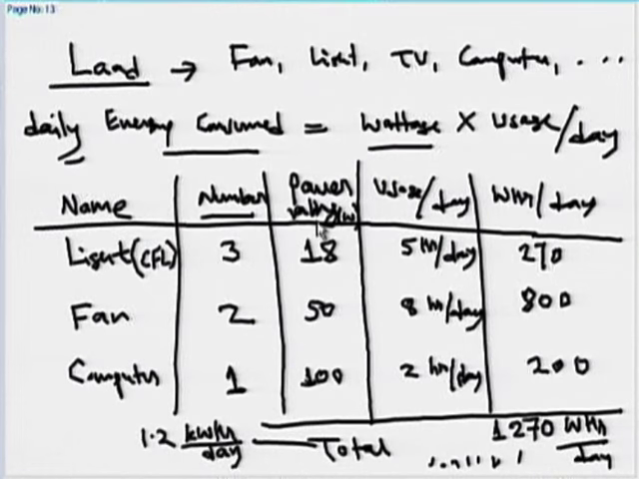Now this is our daily requirement, and it can change depending on the season. Summer it can be different, winter can be different, but approximately I am using 1270 watt hour. So I am going to design my system for 1.2 kilowatt hour per day or 1270 watt hours per day. Everybody is with me so far, okay. So by simply multiplying watt into hour per day, you can find out how much energy is consumed by your appliance. I have taken a simple list, but you can add into this list.